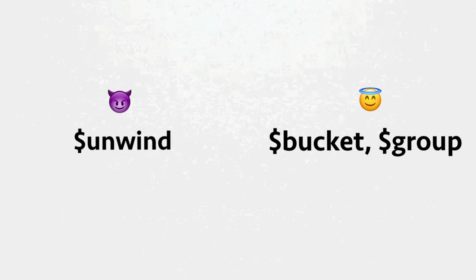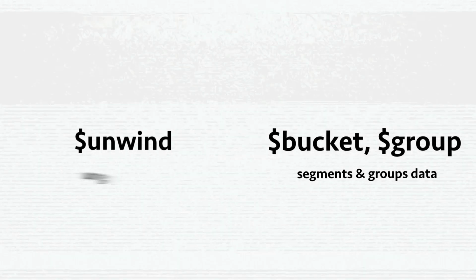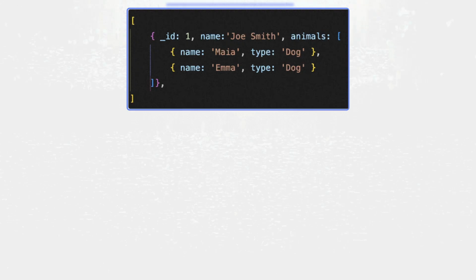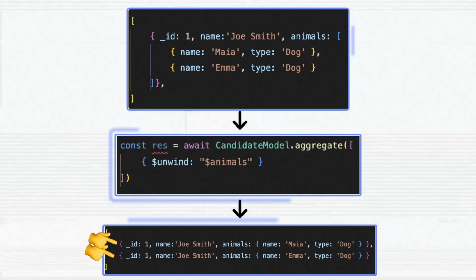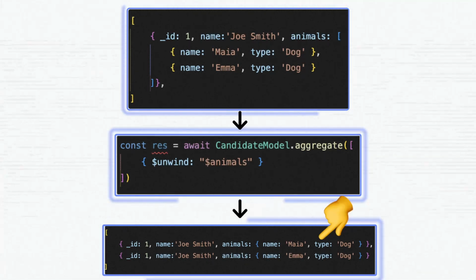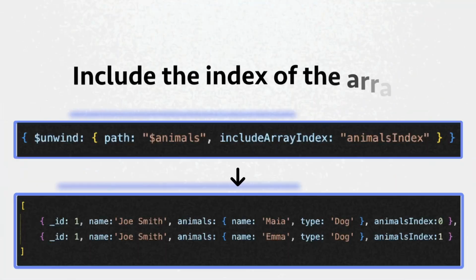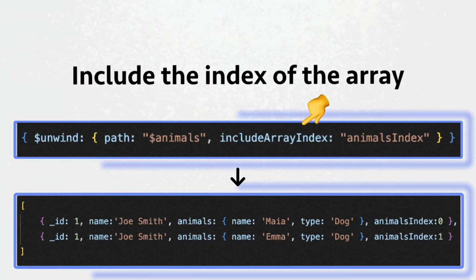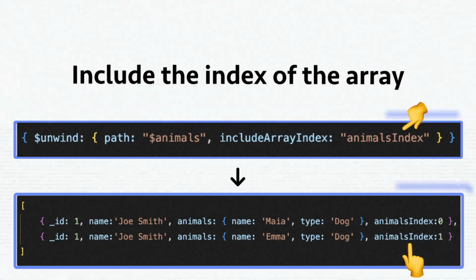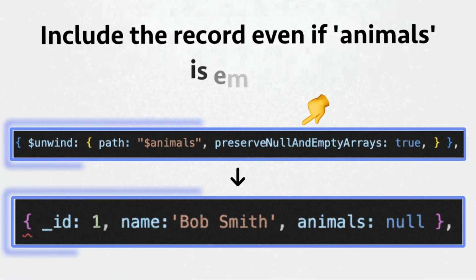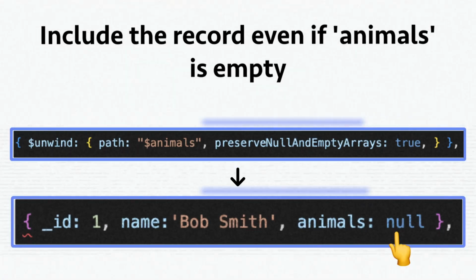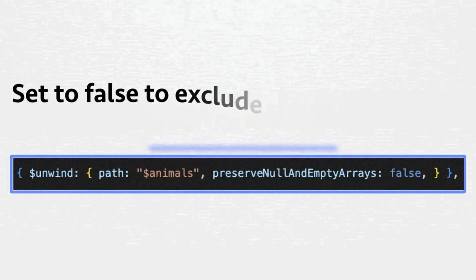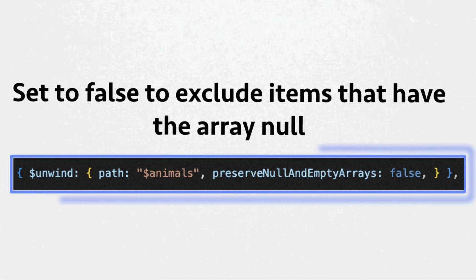Now that you've learned bucket and group, why not learn their total opposite, unwind? Where group segments data and groups it, unwind does the opposite. If the candidate had an array property animals with 2 animals inside, when you unwind it, you will receive 2 equal objects with only the animals property being different, being just an object from the array. You can include the index with the includeArrayIndex property, the value of it being the name of the new property. Then you can use preserveNullAndEmptyArrays to tell Mongo what happens if the value specified in the path is missing. Set to true if you want to keep the null values as well, or set to false, which is the default, if you want to unwind only the records that have the value not null.